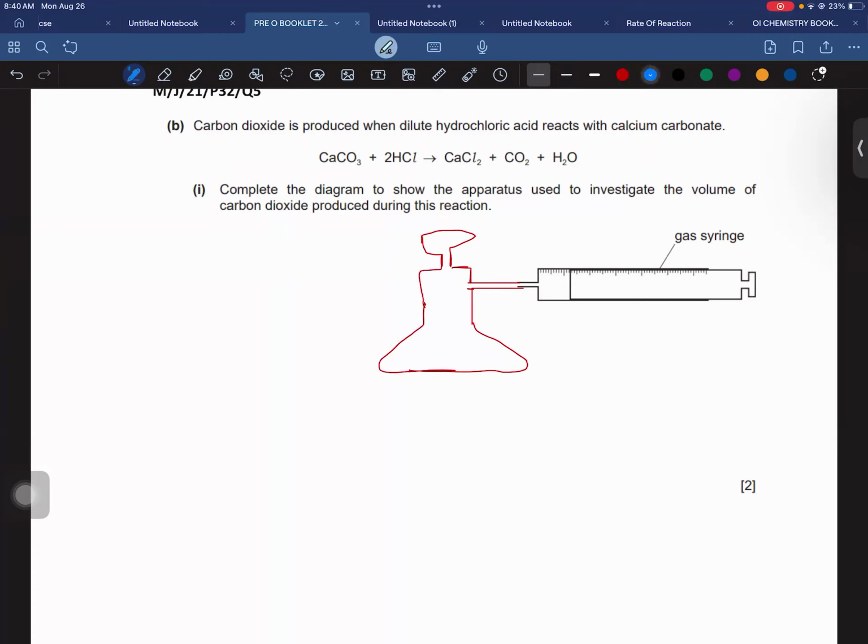It should be airtight. No gas should escape from this conical flask. I have calcium carbonate in this and just added HCl to that funnel. Then obviously the gas would be produced, and it would be collected in the gas syringe. So in this way, we can determine the rate of reaction. That's it. It's very easy.